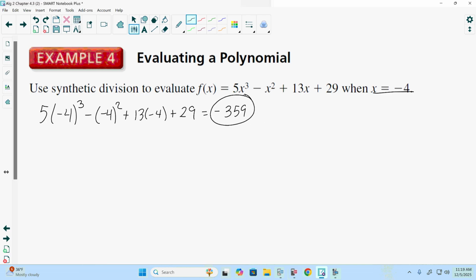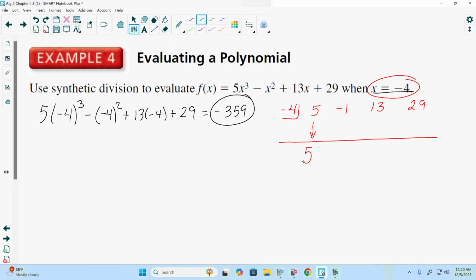Okay. We've done that process before. Now what we learned today was synthetic division, our cubby line. Luckily, they already have the variable solved for us. X equals -4, so the number that goes inside the cubby is -4. The numbers going across the top are 5, -1, 13, 29.